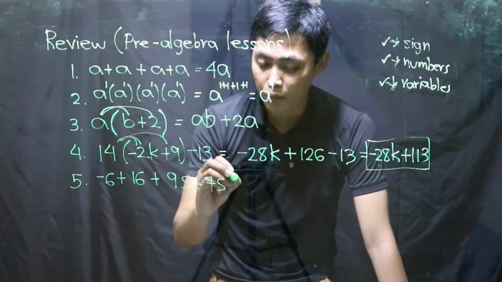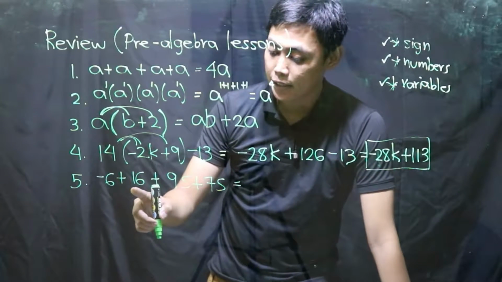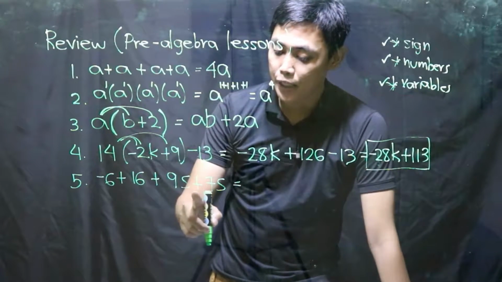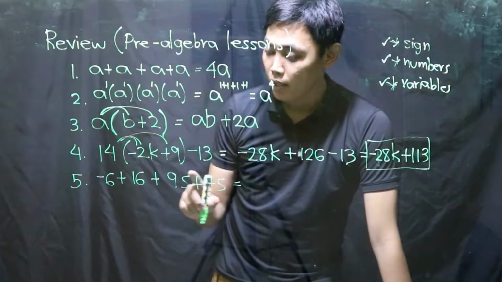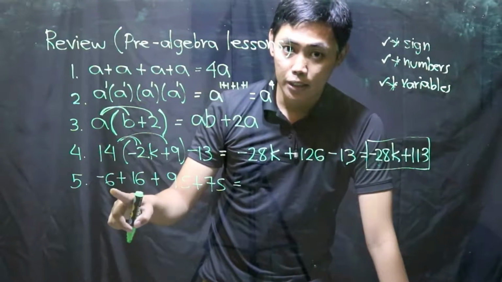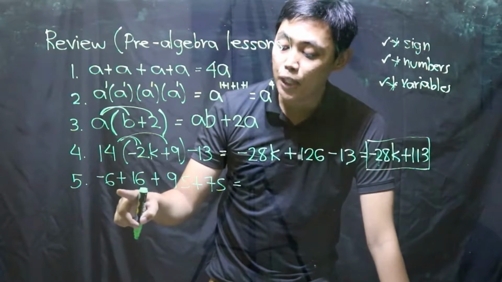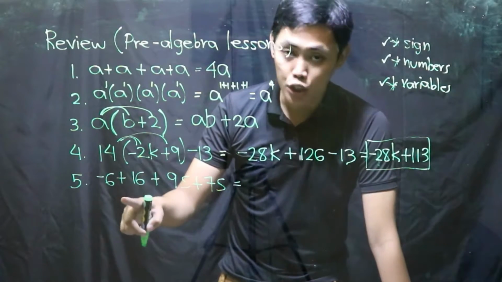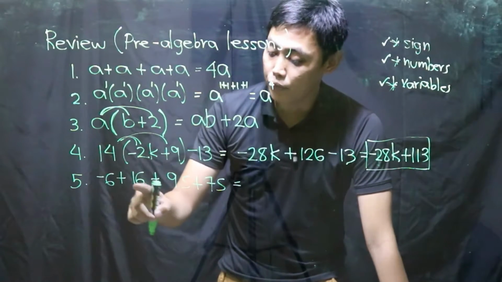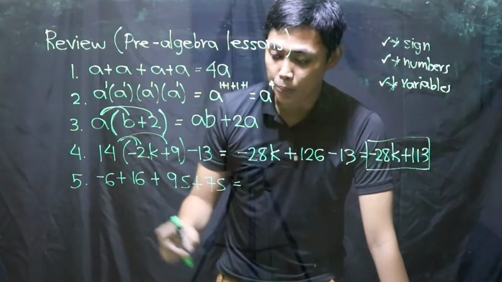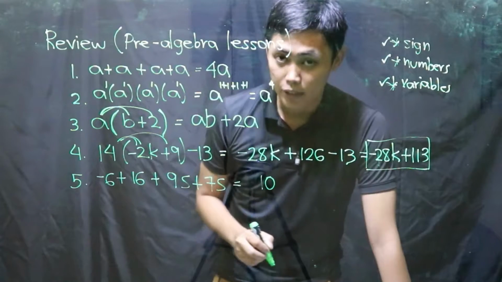How about number 5? Let's go to number 5. So we have negative 6 plus 16 plus 9s plus 7s. So how do we do this? Okay. So we have negative 6 plus positive 16. So addition of integers. We have 2 different signs, and we will need to subtract. So 16 minus 6, we will have the answer of 10.